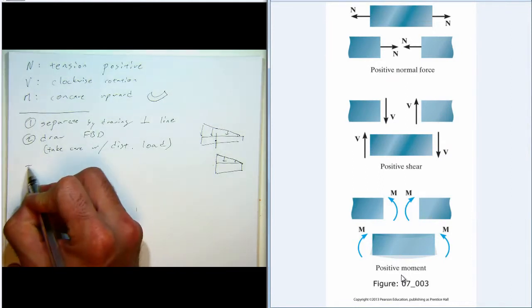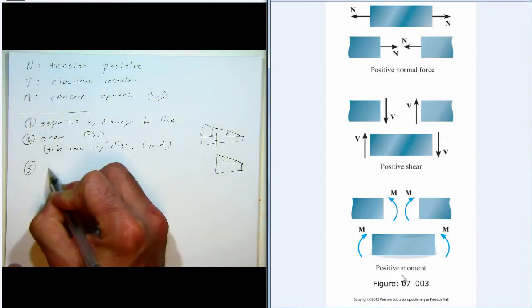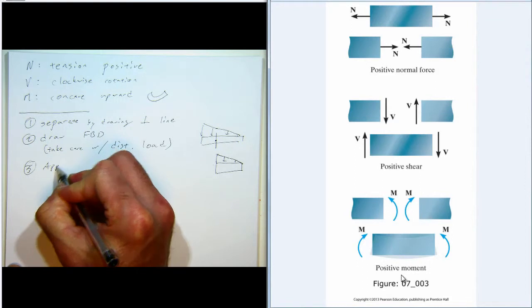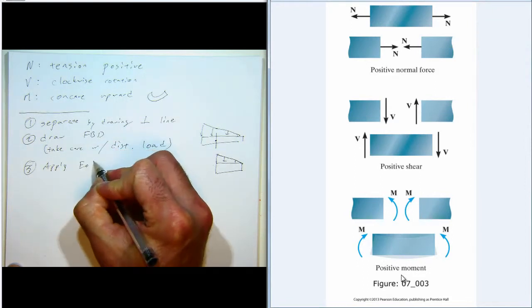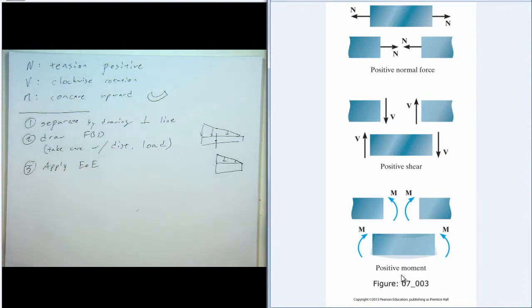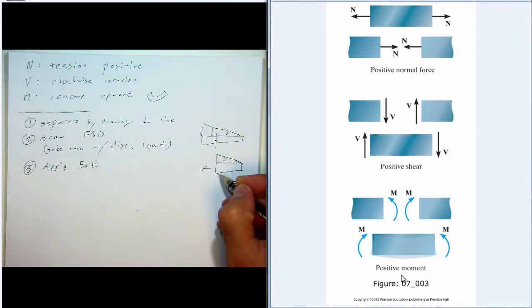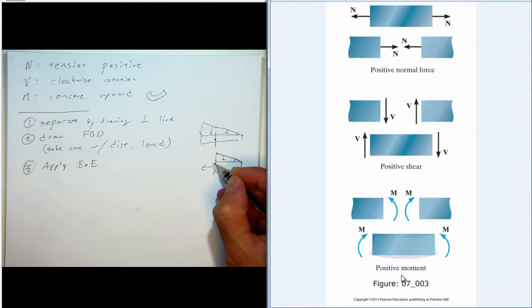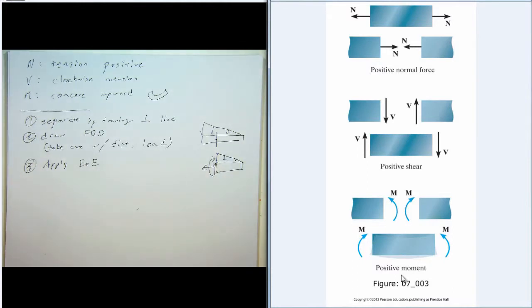And then once we have a free body diagram, we apply the equations of equilibrium. So we have this rigid body, we apply the equations of equilibrium. How many equations are there? For a rigid body in 2D, there are 3 equations of equilibrium.